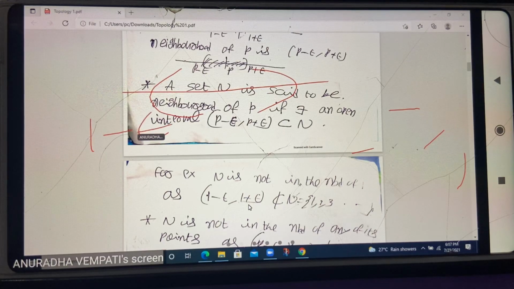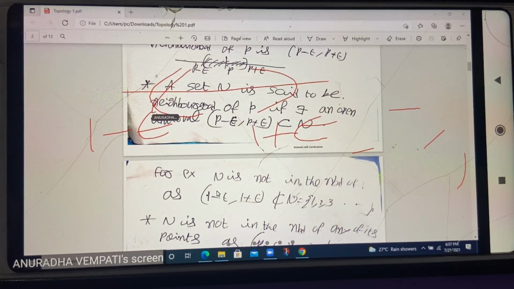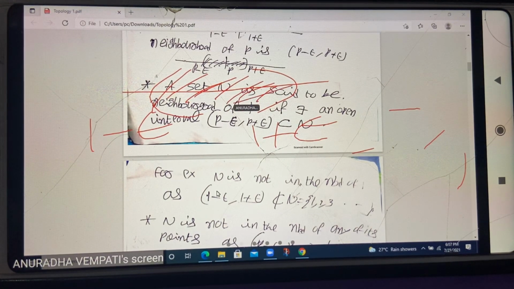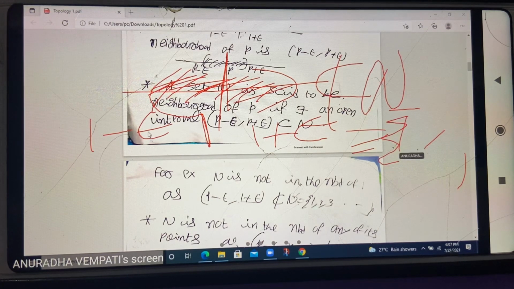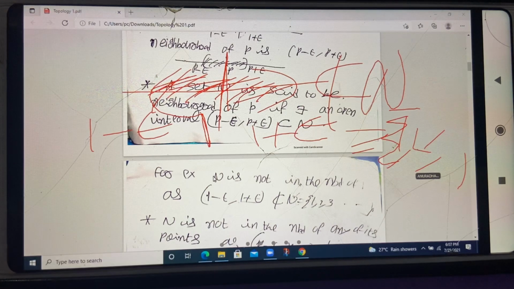1 plus epsilon means it contains the set of all real numbers in between. How many real numbers are there? Infinitely many. Among them, 1 is a natural number, and it is also a real number. But this total interval is not contained in the natural numbers, because natural numbers do not contain decimals. N does not contain decimals, but 1 minus epsilon to 1 plus epsilon contains rationals, irrationals, decimals, everything.